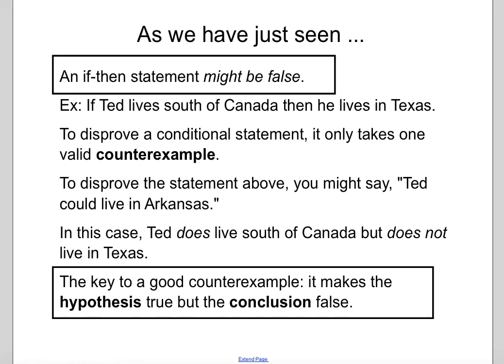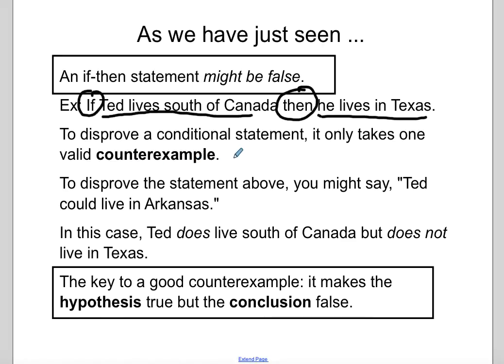As we've just seen, an if-then statement might be false. For example, the converse of the statement we just looked at was itself an if-then statement, but it was false. Another example of a false if-then statement is, if Ted lives south of Canada, then he lives in Texas. This is an if-then statement. It has a hypothesis and a conclusion, but that doesn't make it a true if-then statement. Some if-then statements are false. So to disprove a conditional statement, it only takes one valid counterexample.